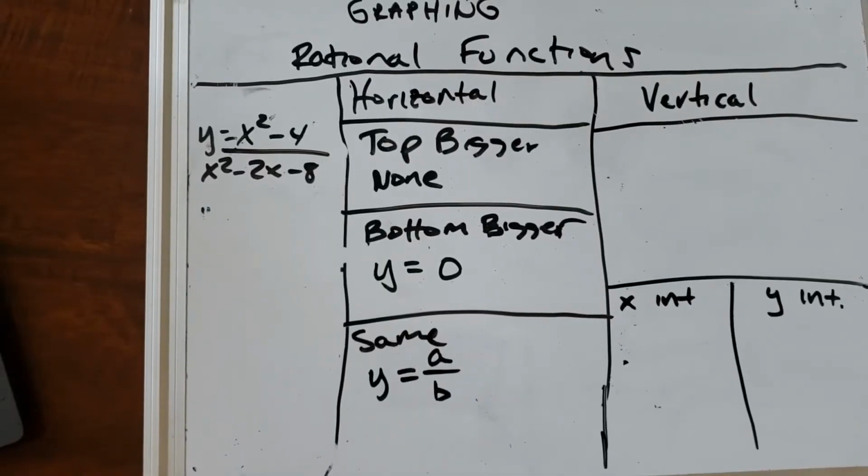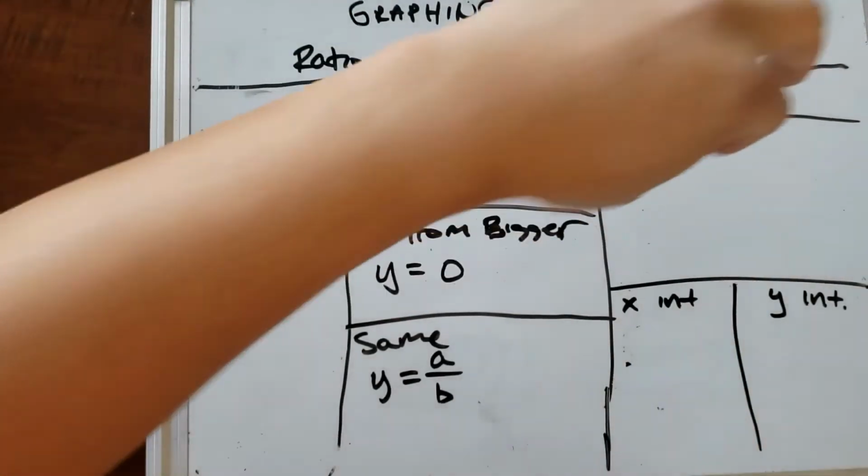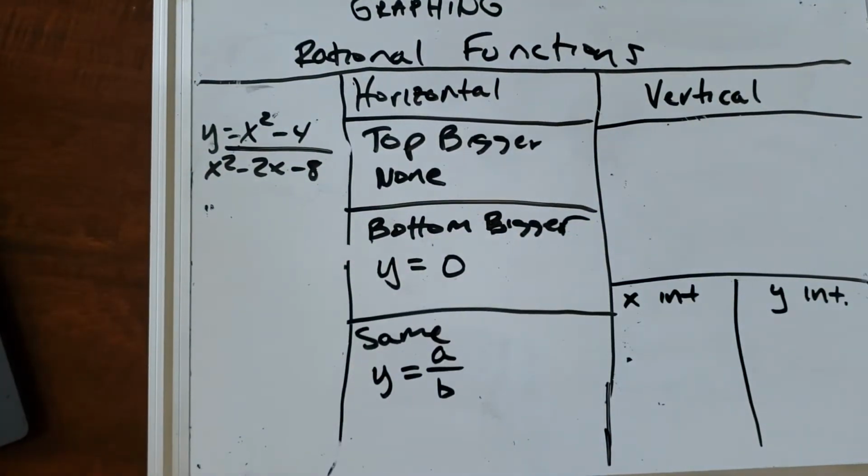So this is going to be our second example, okay? So again, I'm going to do the same thing. Horizontal, vertical, x-intercept, y-intercept, and then I'm going to draw my graph, and I'm going to see if I need any more points.